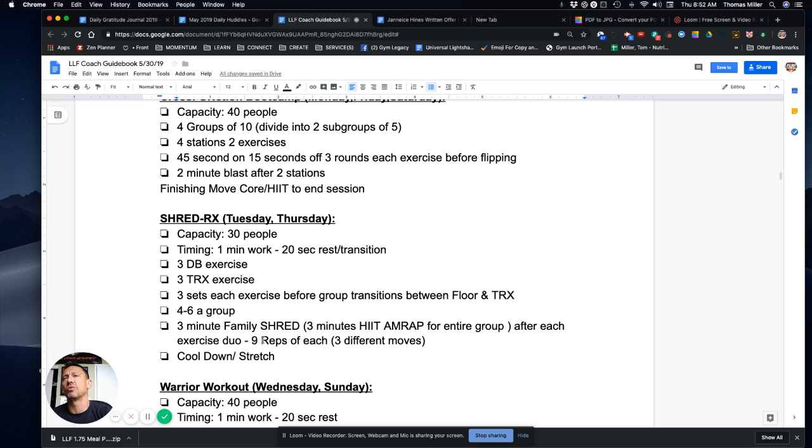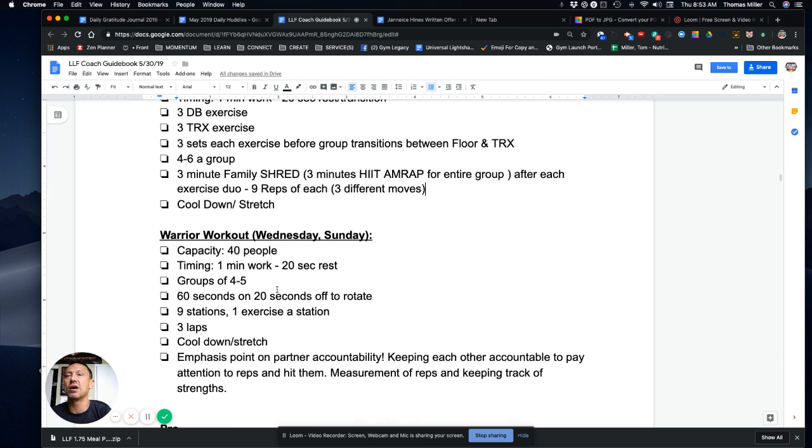The reason CrossFUNction works is because it always, no matter what the group session, combines resistance training with some sort of HIIT training. Now, Shred is the most resistance training heavy group class that we offer. So the HIIT they're going to get, listen to that rhyme, the HIIT they're going to get is in between the different moves. Again, when you see it, it'll all make sense.